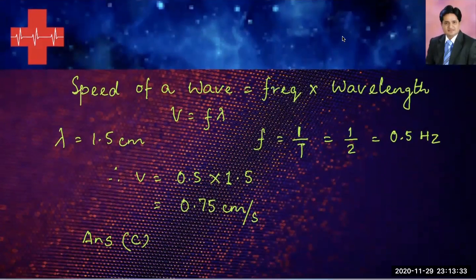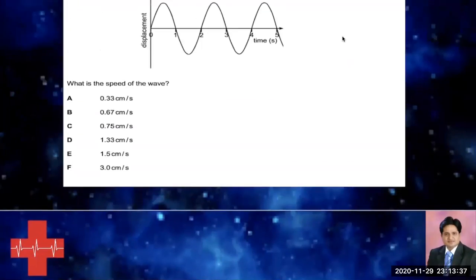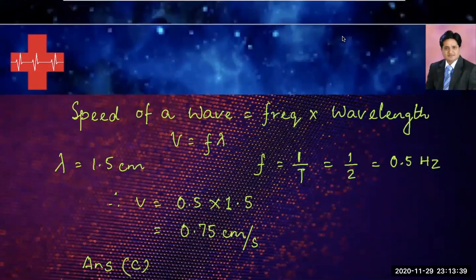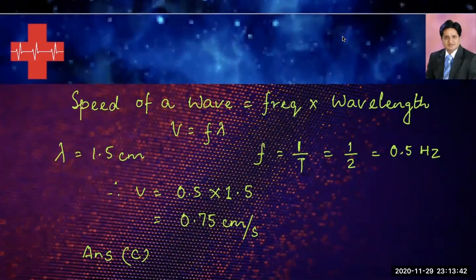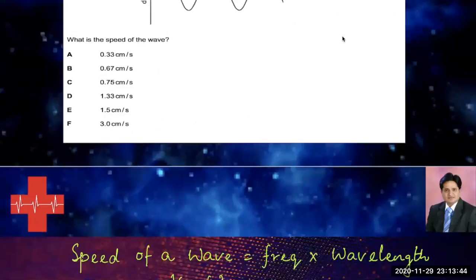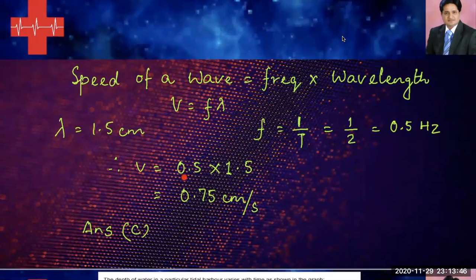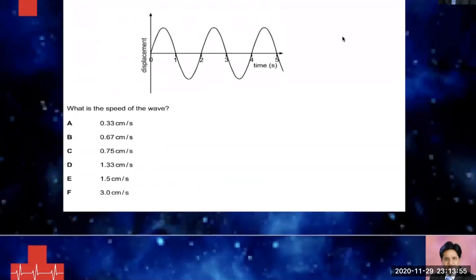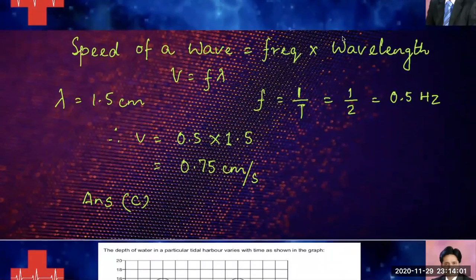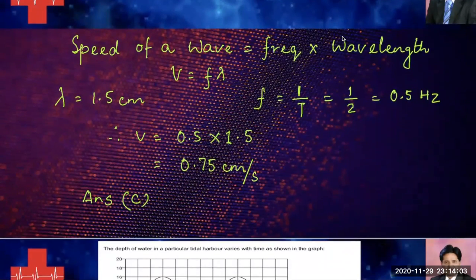Now the velocity is frequency times wavelength. So you have the frequency now, 0.5, and you have the wavelength, which is 1.5. So you have 0.5 multiplied by 1.5. That gives you 0.75 centimeters per second. And if you look at our options, we have option C as 0.75 centimeter per second. So the right answer is option C.